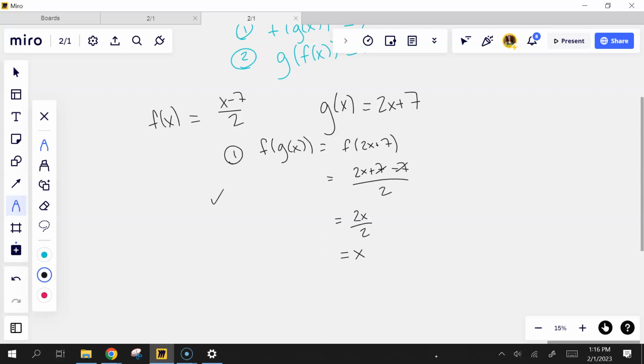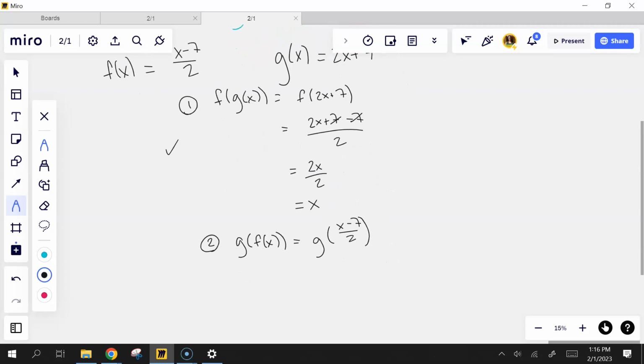Now you gotta do it backwards. We want it to equal x both ways, backwards and forwards. It's really not hard, it's just tedious.